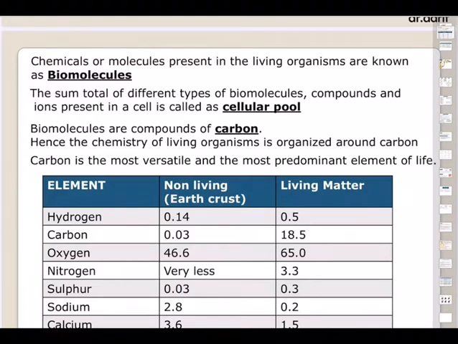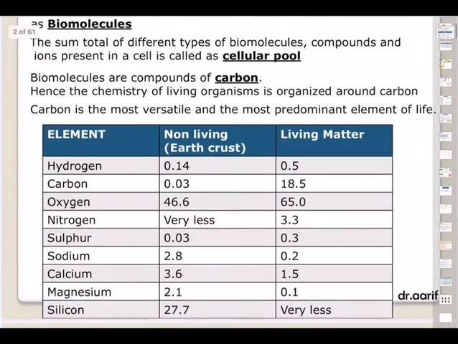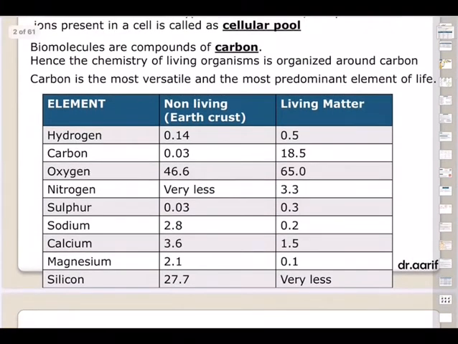And what are biomolecules? These are chemicals basically. These are chemical molecules present in all of us living organisms, and they are responsible for bios, life. Because of their presence, we are having life. So the total biomolecules present inside us constitute a pool, just like a swimming pool, a cellular pool. Basically these are derivatives of carbon. Carbon is the main compound in that. Hence the chemistry of living organisms is organized around carbon, and carbon is the most versatile and predominant element in our life.